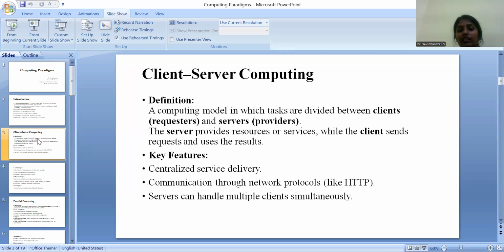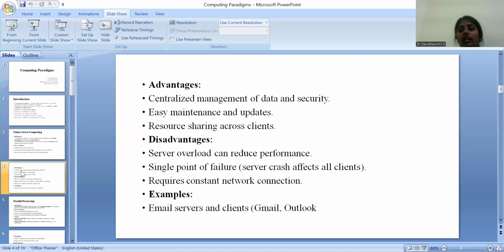This is a computing model in which tasks are divided between clients, that is requesters, and servers, which are providers. The server provides resources or services while the client sends the request and uses the results. Key features are centralized service delivery, communication through network protocols, and servers can handle multiple clients at the same time. Advantages are good data and security, easy maintenance, and easy sharing of resources across clients.